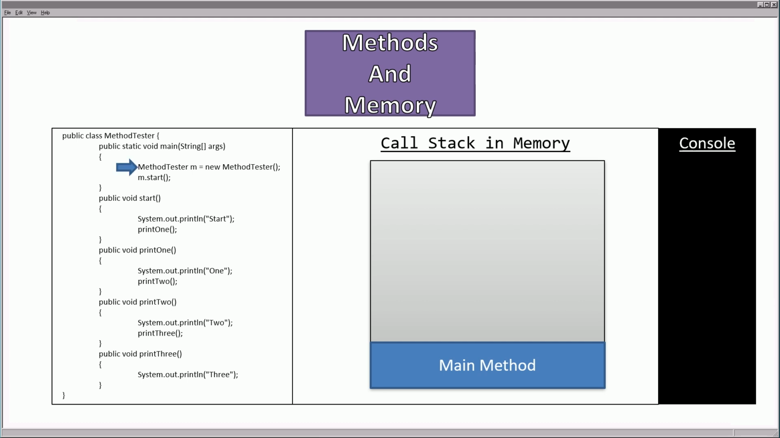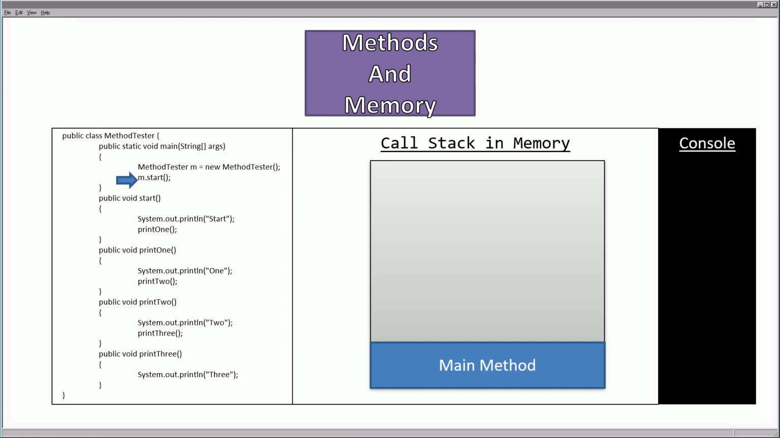So if we start from right here, what's going to happen is we're going to construct a new instance of this MethodTester. Now the thing is, that is a special kind of method that we'll discuss in a future lecture. But as you see, that is pushed on top of the call stack, and once it's completed, it is simply popped off. And we move on. Once that has been called, we have created and constructed that new object that we're now just going to call m.